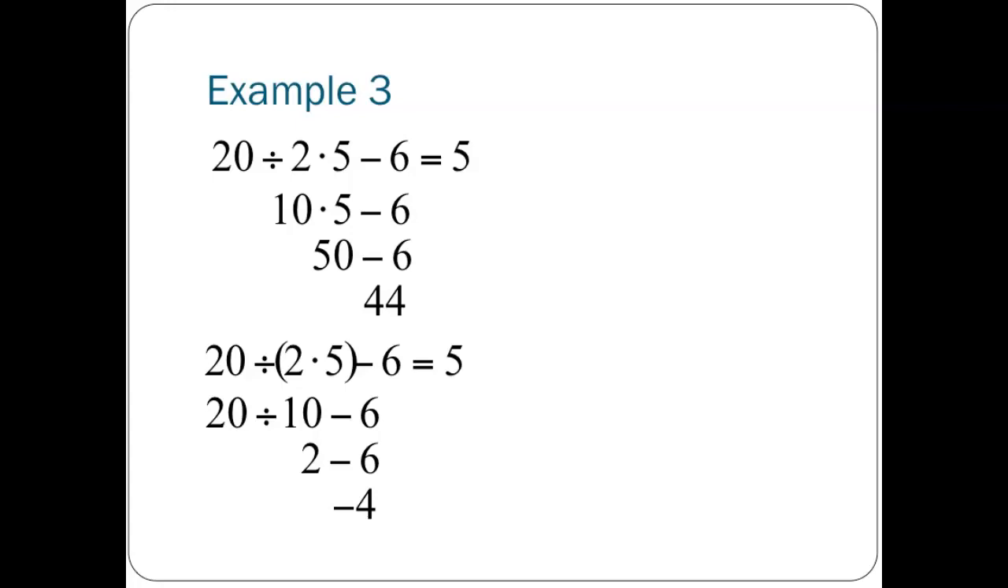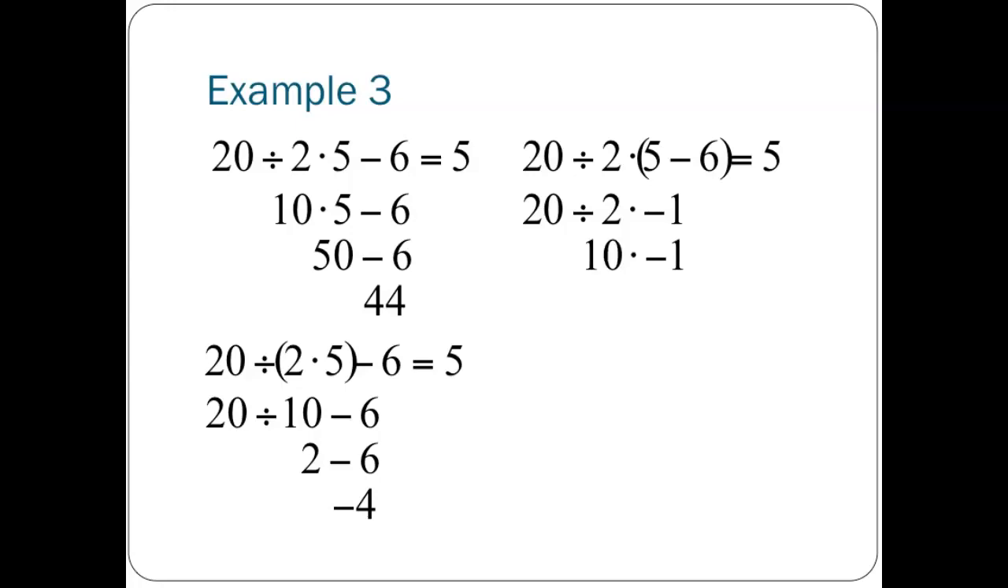Okay, so let's go ahead and try putting parentheses around something more to the right. Let's try the 5 minus 6. All right, so if we do that, we're going to do 5 minus 6 first, which is negative 1. Now we do multiplication and division from left to right, so 20 divided by 2, which is 10, and then multiply that by negative 1, which is negative 10. Still got something different, but still not the right answer.